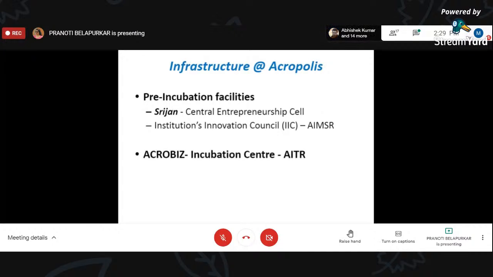Acropolis group of institutes, even before the NISP 2019, had that infrastructure under the guidance of CDC, and that infrastructure is divided into two parts, as you can see here. Pre-incubation facilities are there, and then the incubation center is there. The pre-incubation facility that already exists at our group of institutions, first one is the Srijan. We all know about it.